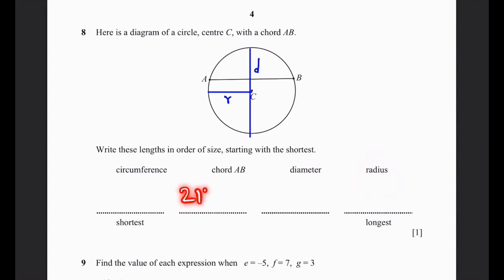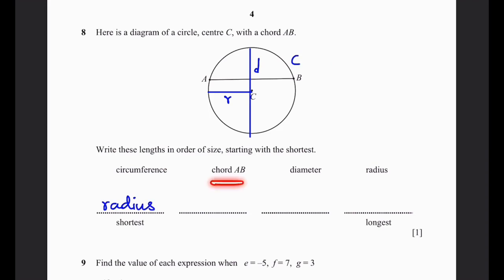Circumference is derived from the formula 2 pi r. And we have to multiply 2 pi by the radius. That means it's obviously larger than the radius. So let's just say the circumference is C. That is also greater than r. So radius is the shortest.